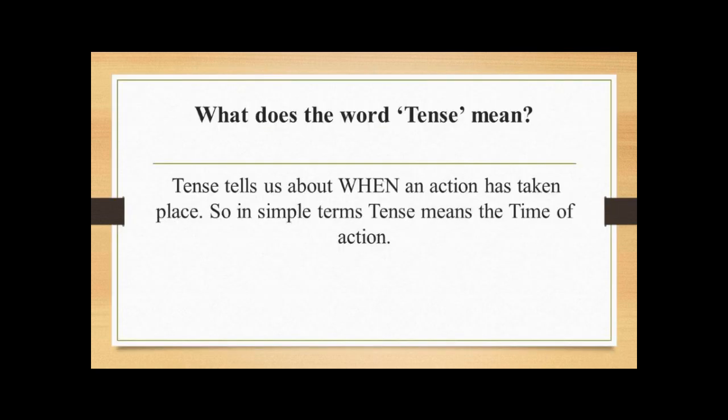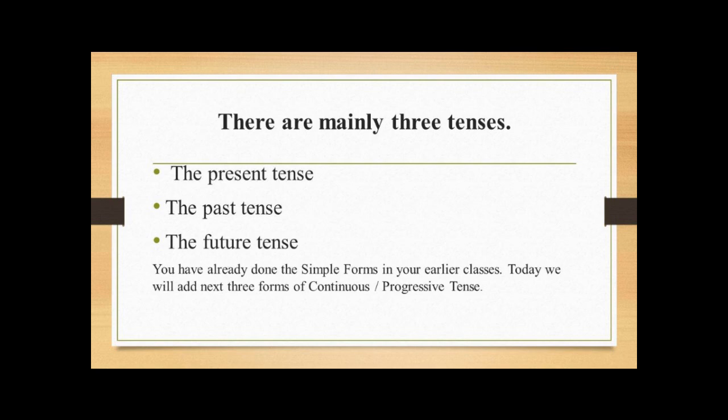What does the word tense mean? Yes, tense tells us about when an action has taken place. So, in simple terms, tense means the time of the action. There are mainly three tenses: the present tense, the past tense, and the future tense.